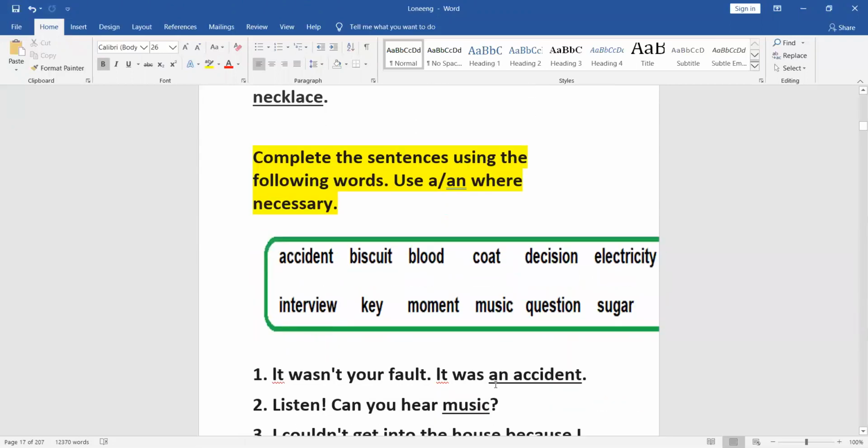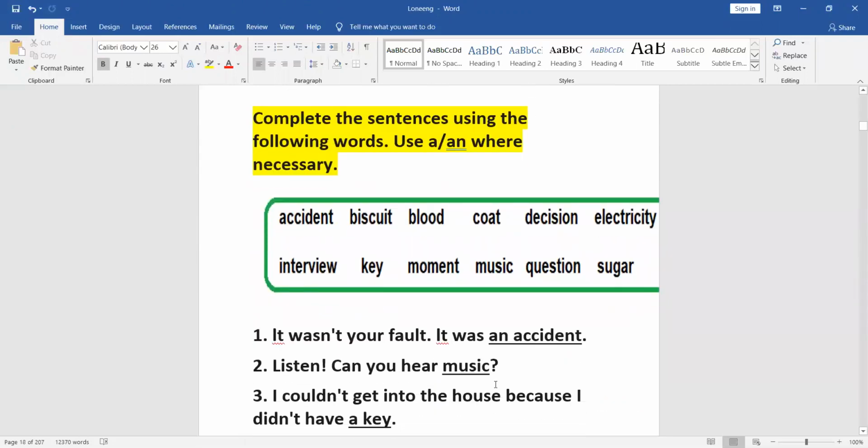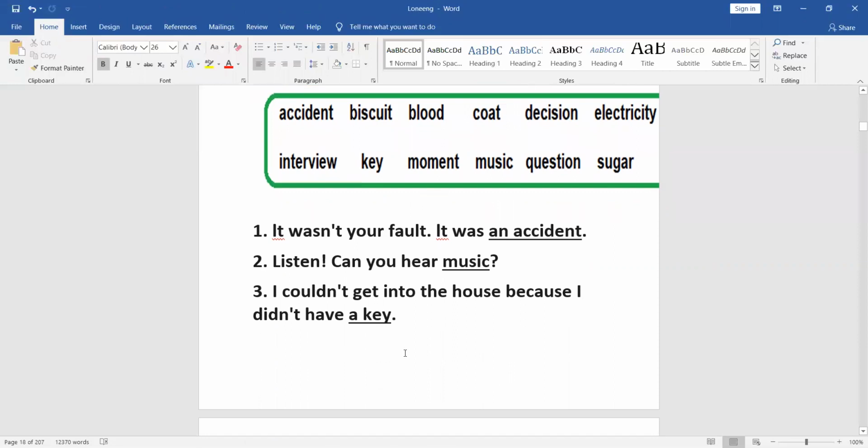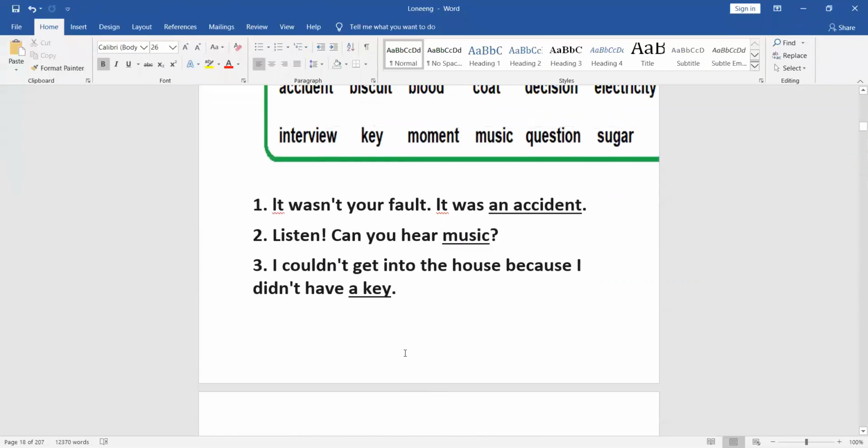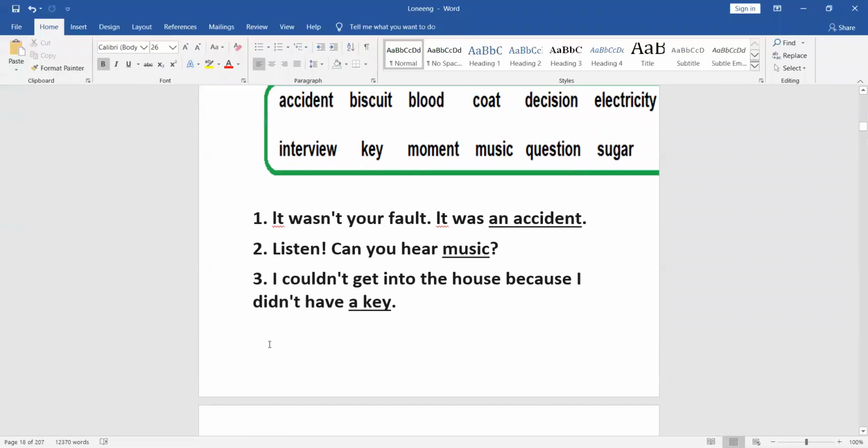The next exercise is complete the exercise using the following words. So we've given you a couple of words in the bracket, and we want you to make sentences. Okay, the sentences are here. All you have to do is choose the right answer and put it in the sentences here. We have done it for you. We've also given you the right answer. All you have to do is go home and learn. I'm just going to do the first two for you.